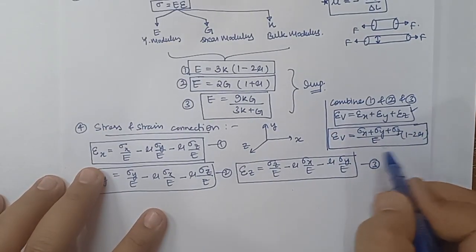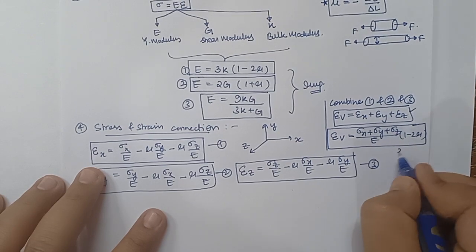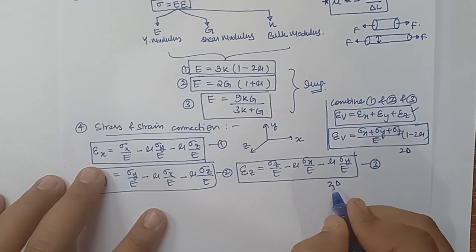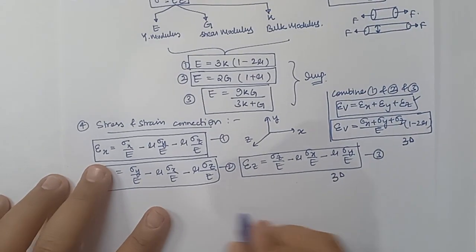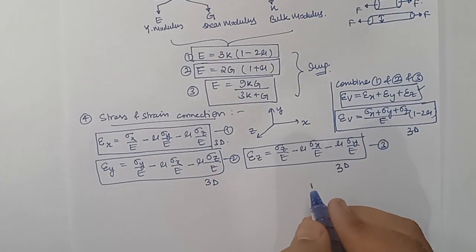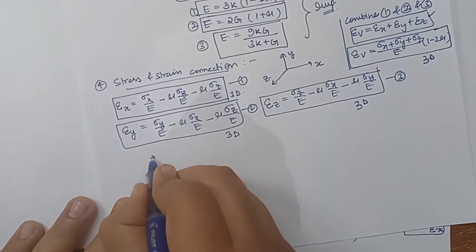And if you want to calculate for 2D, what will you do? Sigma z is 0. So this is the volumetric strain in 2D. If z is there, then this is not 2D, this is 3D. Similarly, this is also in 3D, this is also in 3D, and similarly, this is also in 3D. Clear?